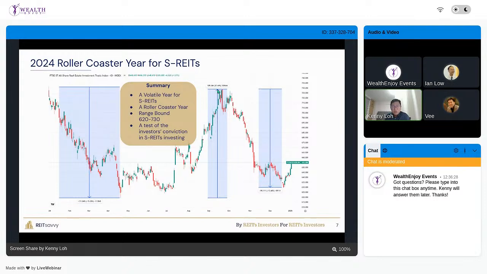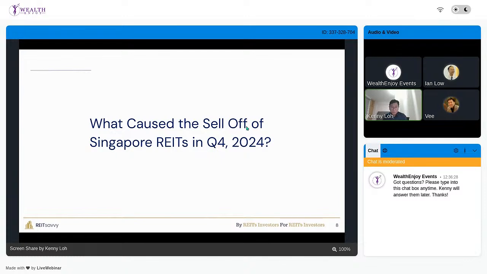We are seeing the range-bound trading range on the FTSE REIT index between 620 and 730 points. So 2024 was a test of an investor's conviction in S-REIT investing. If you encountered this volatility and didn't feel really comfortable, I strongly suggest that investors look back into your portfolio and also try to understand S-REITs as an asset class before you move forward. Otherwise, you may feel very uncomfortable if interest rates continue to stay high and continue to be volatile in 2025. So what caused the sell-off in Singapore in Q4?